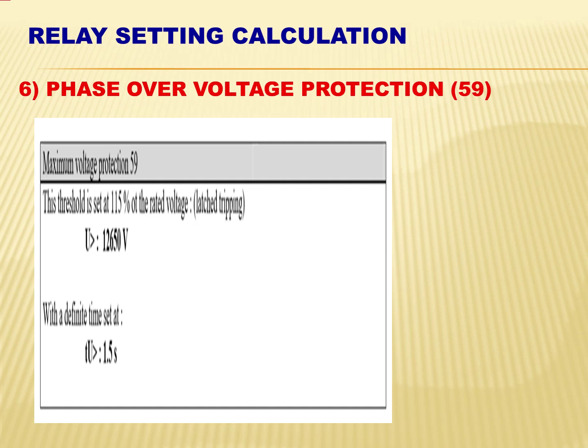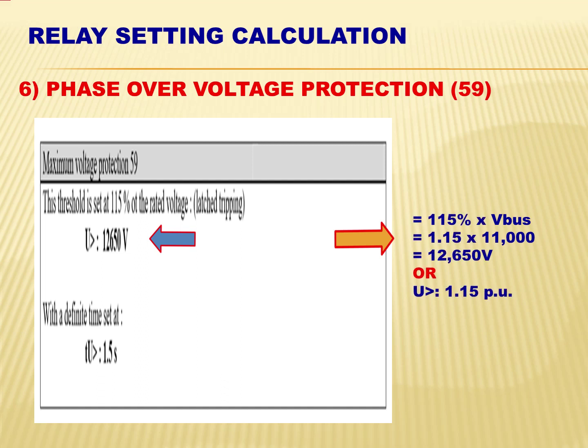Our phase over voltage protection, or the relay 59, we're going to multiply the rated voltage by 115%. So our setting will be 12,650 volts. Just multiply 115% times the bus voltage to derive this 12,650 volts. So our phase over voltage protection will be 1.15 per unit with a definite time set at 1.5 seconds.